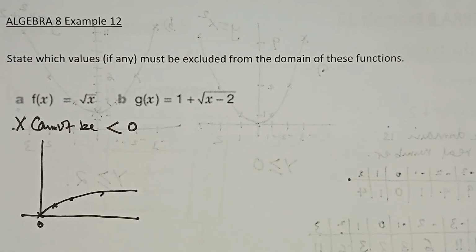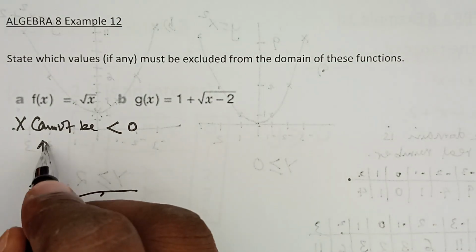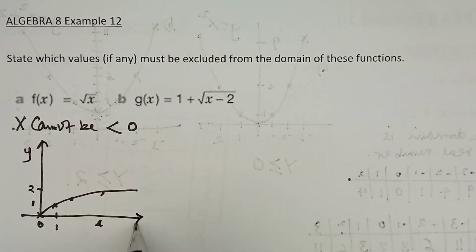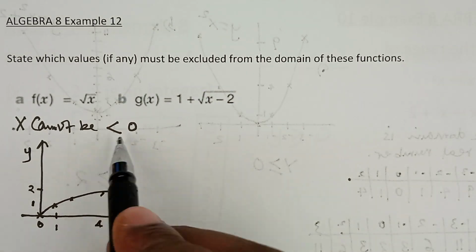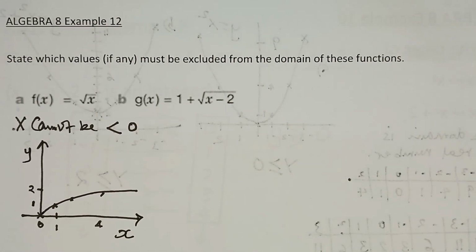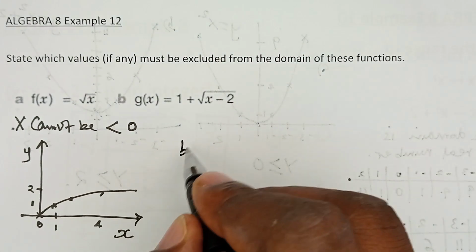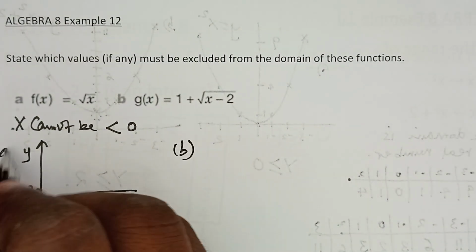It is going to be of this nature, such that when x is now 4, this is 2. When x is 1, this is 1. When x is 9, then you're going to have y equals to the root of 9, which is 3. So that is the kind of graph you're going to have, but x itself is not allowed to be less than 0.